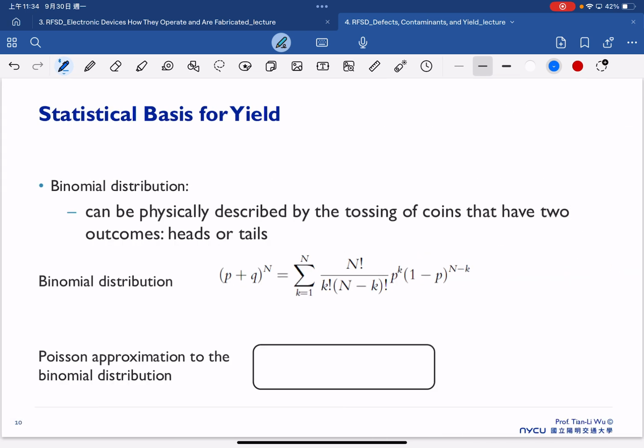So now we will also start to apply certain approximations to this binomial distribution. The one we will use is a Poisson approximation. So in the case of Poisson approximation, where P. So that's a result based on applying the Poisson approximation.